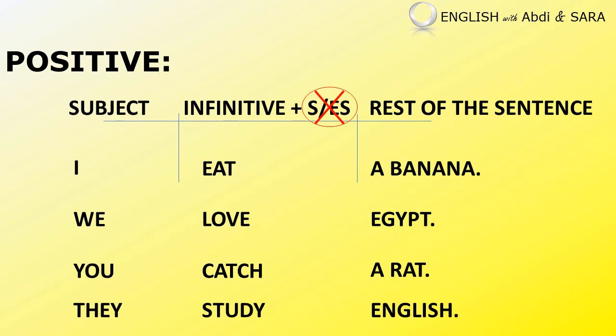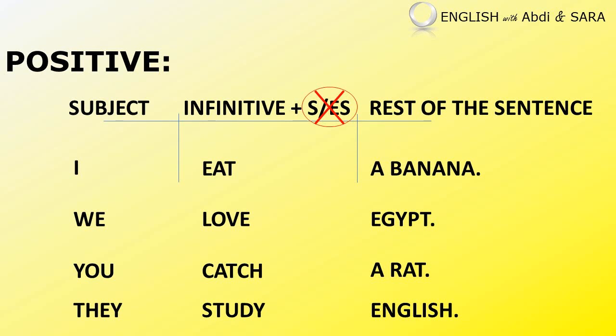Now, what about if the subject is I or we or you or they? In this case, we don't add anything to our infinitive. It stays the same. For example, I will say, I eat a banana. I don't add any s or es to my verb. We love Egypt. You catch a rat. They study English.